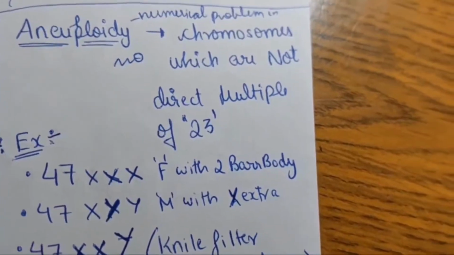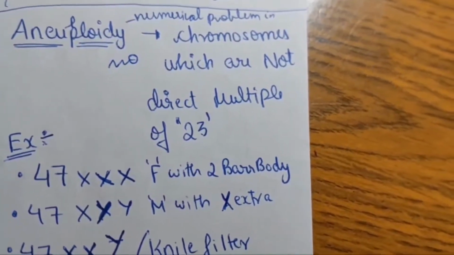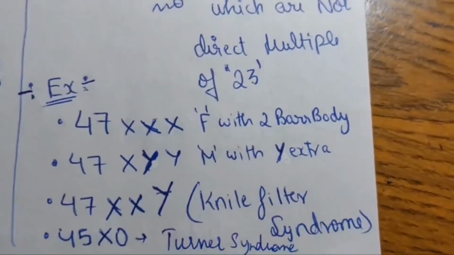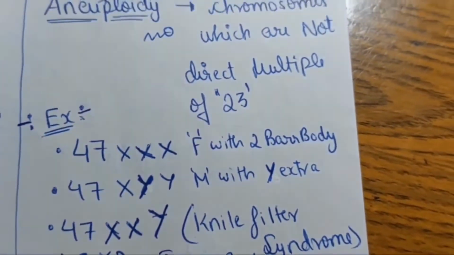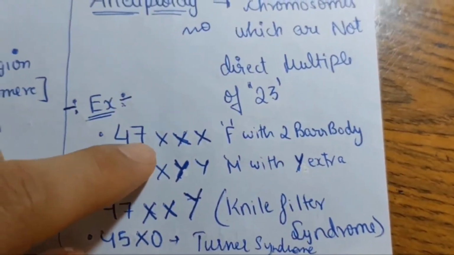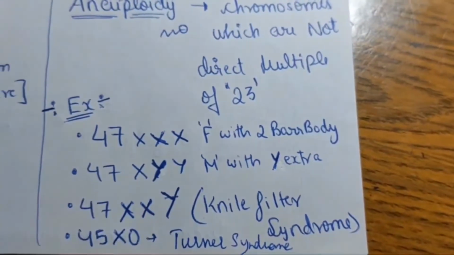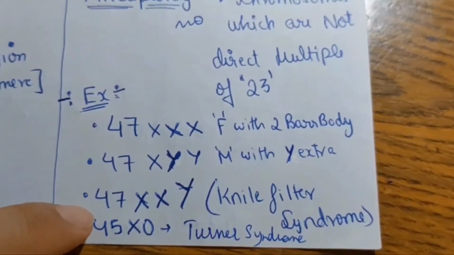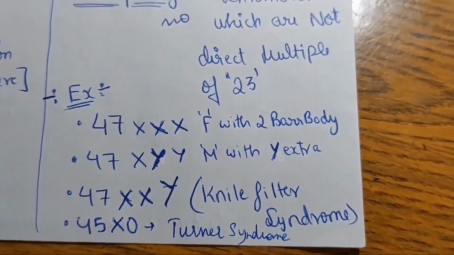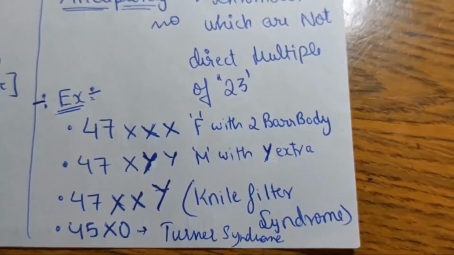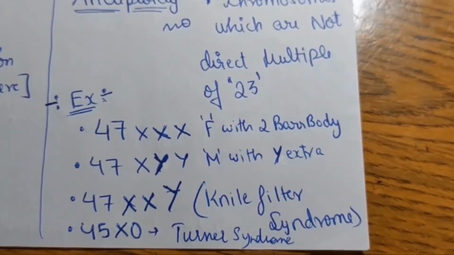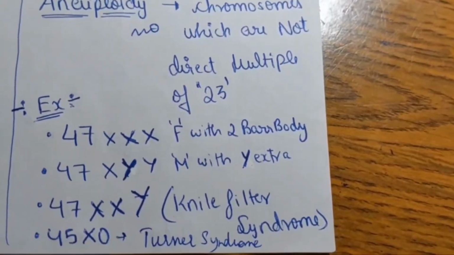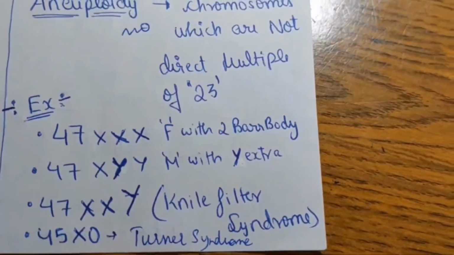And aneuploidy is a numerical problem in which the number of chromosomes is not a direct multiple of 23. The examples are 47 triple X, which means a female with 2 Barr bodies. 47 XYY is a male with an extra Y chromosome. Other examples are 47 XXY, which is Klinefelter syndrome, and also 45 XO. This is an example of Turner syndrome where the female has just one X chromosome. So one X is missing in her. Instead of XX, it is just X.